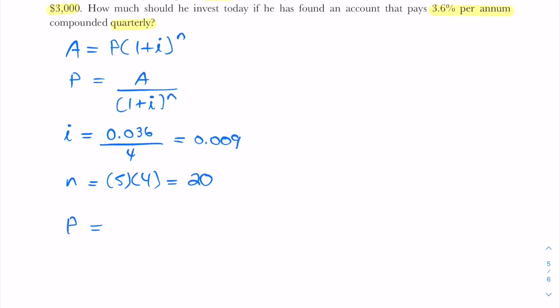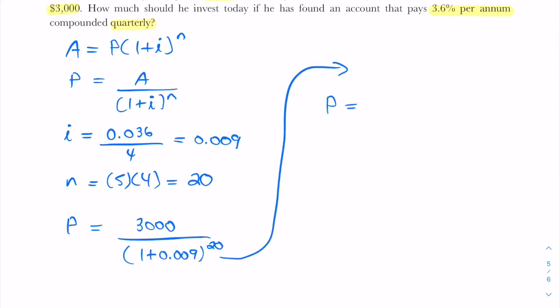So P equals the final amount of $3,000 divided by 1 plus 0.009 to the exponent of 20. Inside of the brackets, you're going to add the two numbers to get 1.009. And once again, that's to the exponent 20. So work this out on your calculator, and you should get a principal value of $2,507.83. Does your answer make sense? It should, because the principal value is less than the final amount, which is exactly what you would expect. So therefore, Kevin should invest $2,507.83 today.